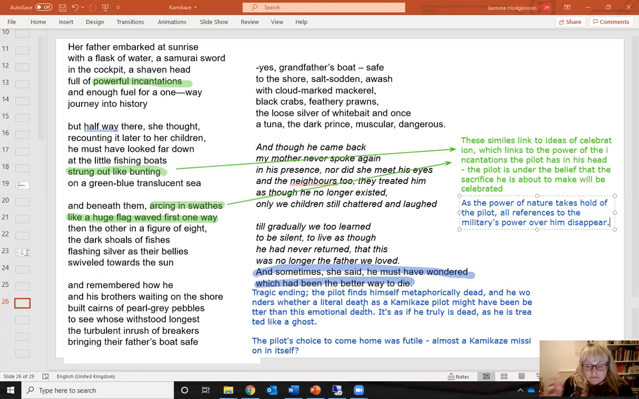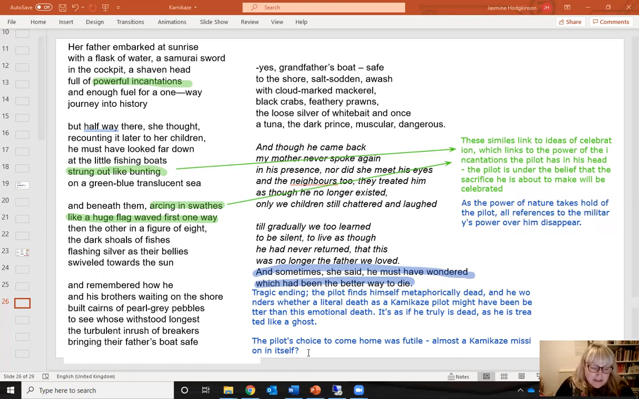He is essentially dead in a figurative sense. It's as if he is truly dead, as he is treated like a ghost. He is treated as though he does not exist. So he ponders, would it have been better had I died out in the plain as part of my mission, or would I prefer to be back here being ignored by everybody that I love?